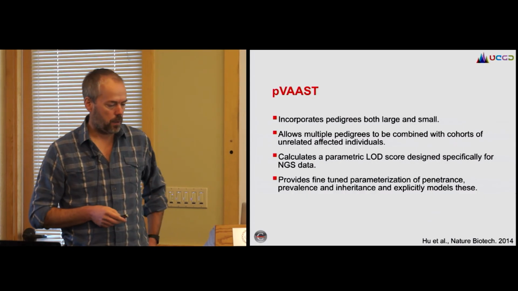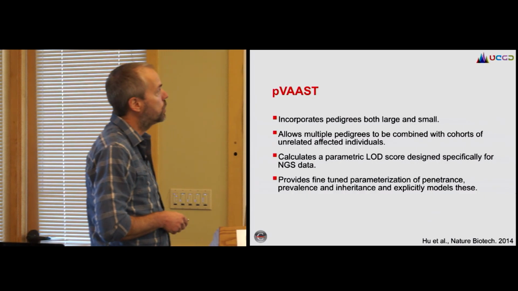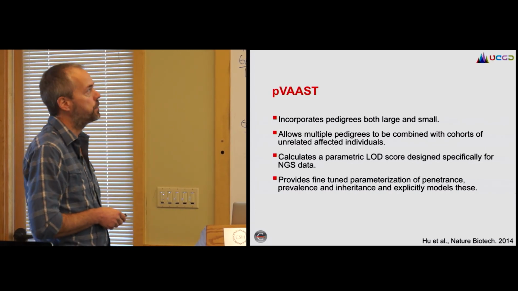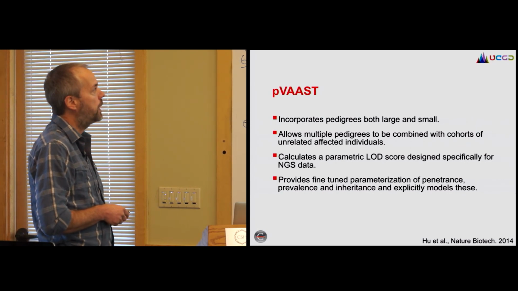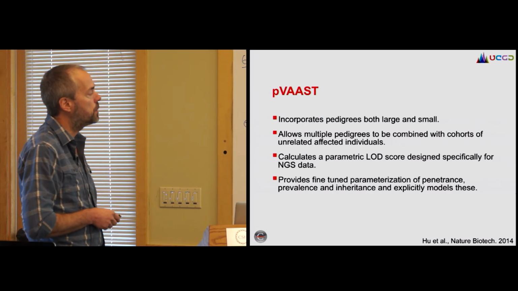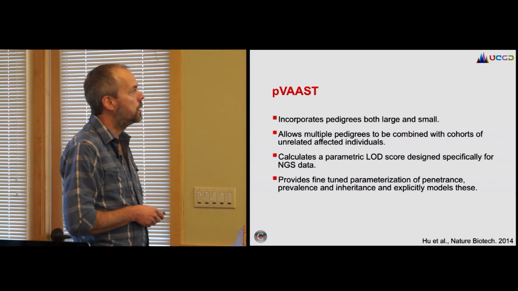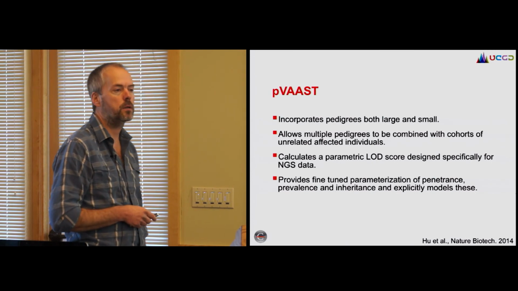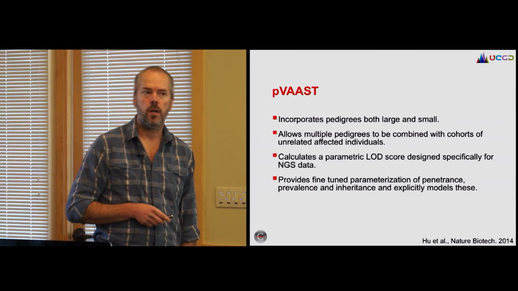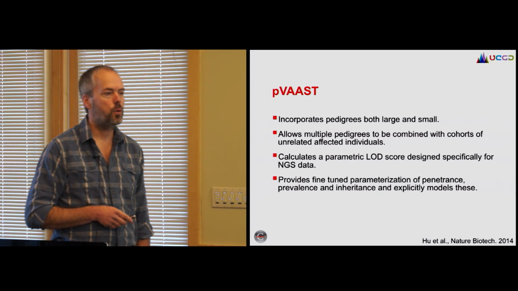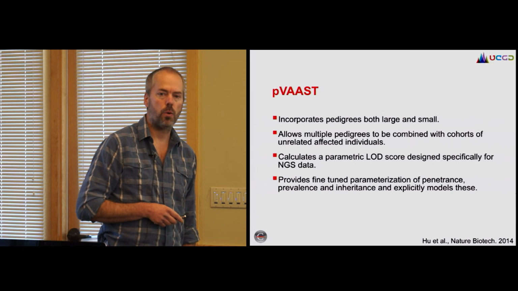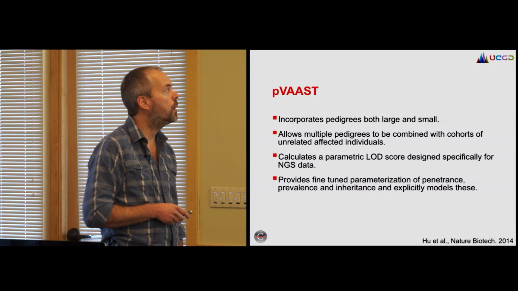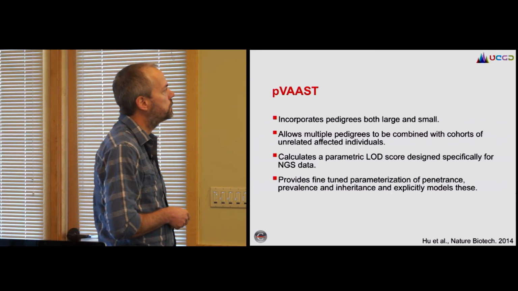So just a little bit about pVAAST, since it's a different kind of tool, same basic scoring, but applies to a different type of problem. The P stands for pedigree, and so pVAAST incorporates pedigrees both large and small. You can combine multiple different pedigrees in the same analysis, as well as cohorts of unrelated but affected individuals. So if you can imagine a study where you might have 20 different trios, but you also have some sporadic cases as well, and you have reason to believe that those all should go together, you can do all of those in a single pVAAST run.